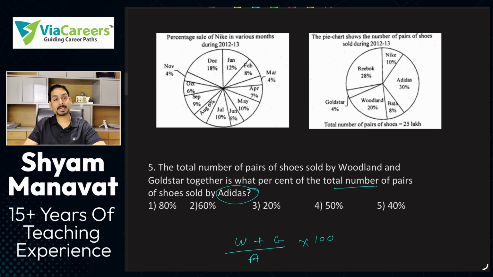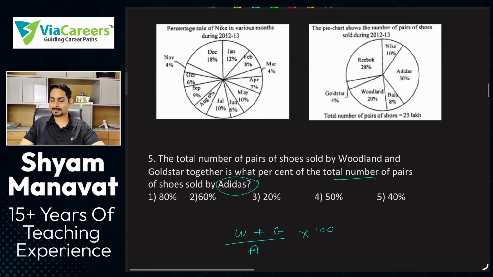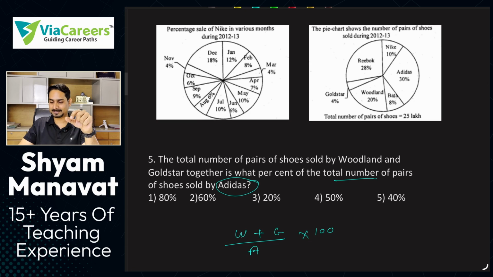We need to calculate the percentage. Students who have done percentage will find this very easy, right? Okay, so let's see what it is now. First you try and match the answer. Fine, let's see. So Woodland and Goldstar together.